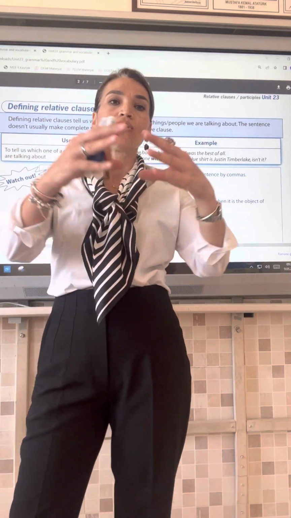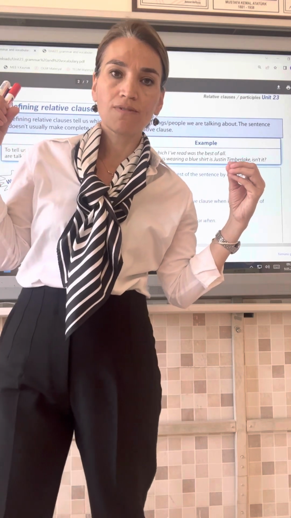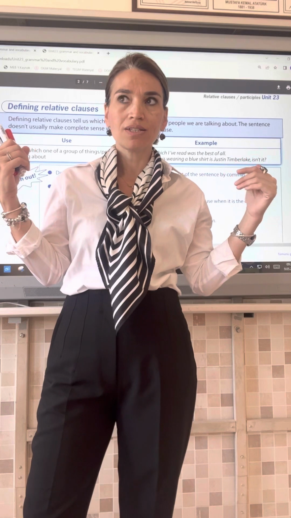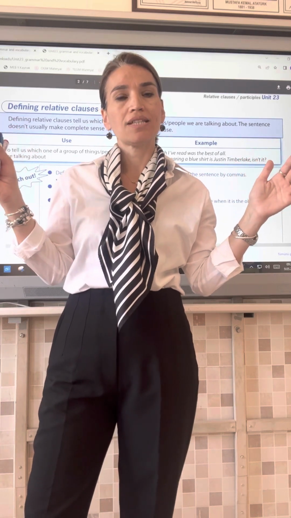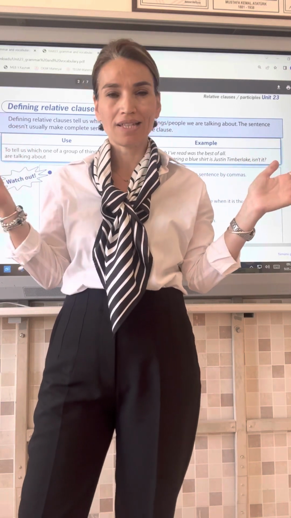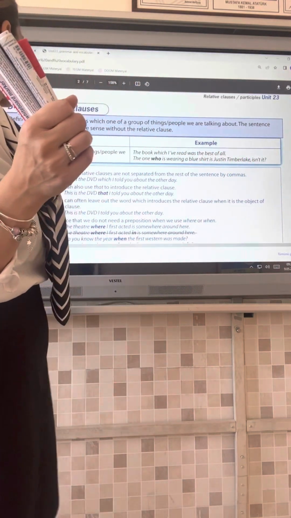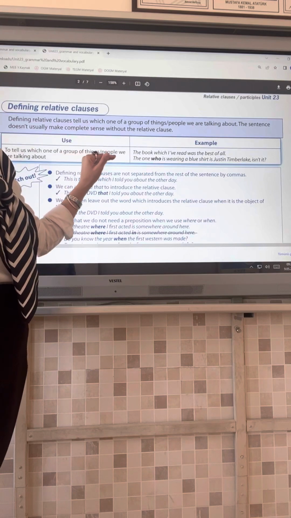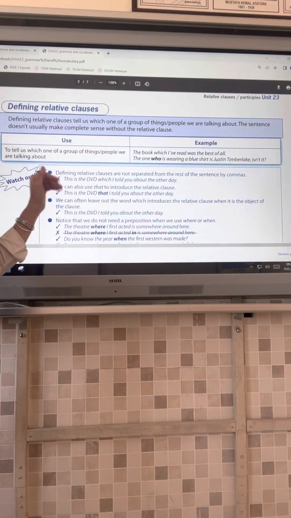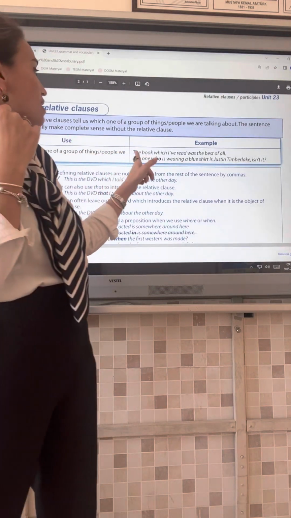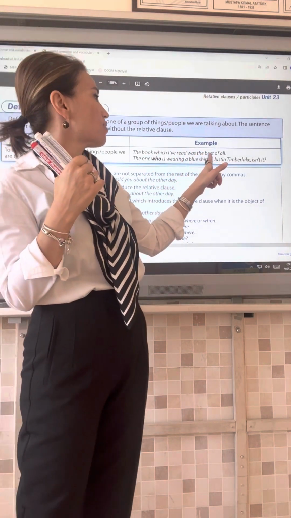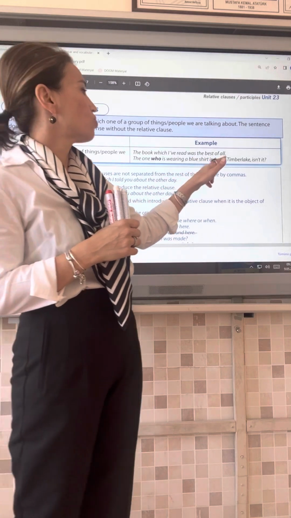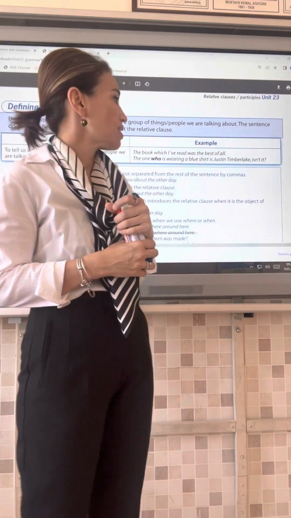So when you eject the relative clause part from your sentence, the left part does not usually make sense. Okay? So they are used to tell us which one of a group of things or people we are talking about. And the example is: the book which I read was the best of all. The one who is wearing a blue shirt is Justin Timberlake, isn't it?